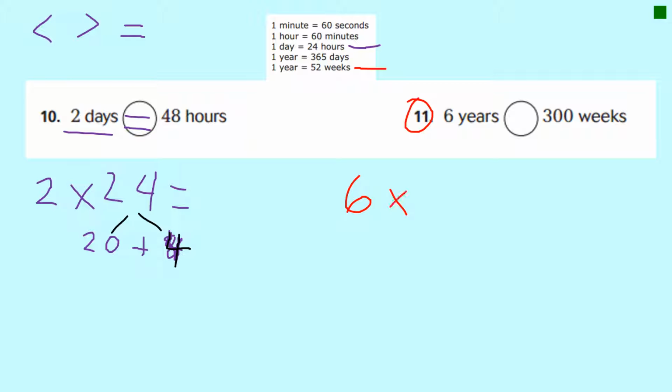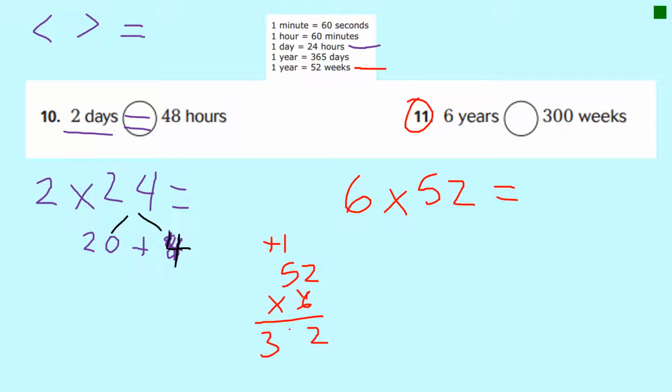6 sets of 52 weeks. Okay? 6 sets of 52. 52 times 6. 6 times 2 is 12. 6 times 5 is 30.